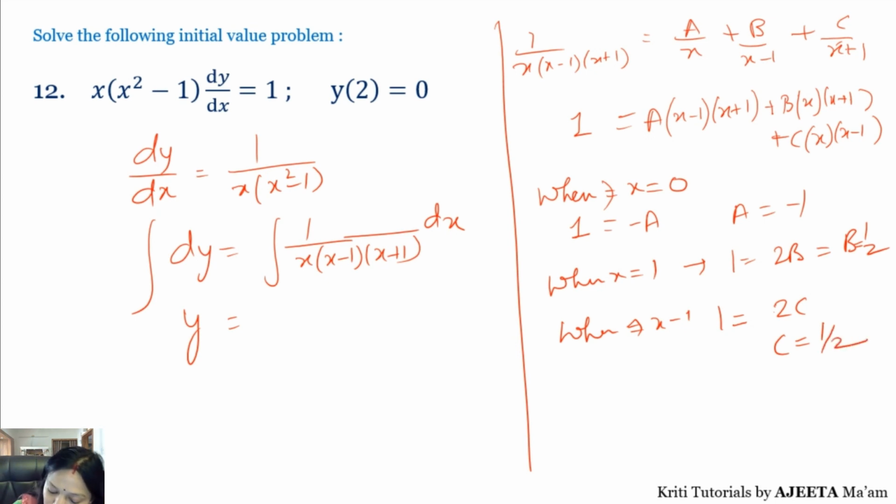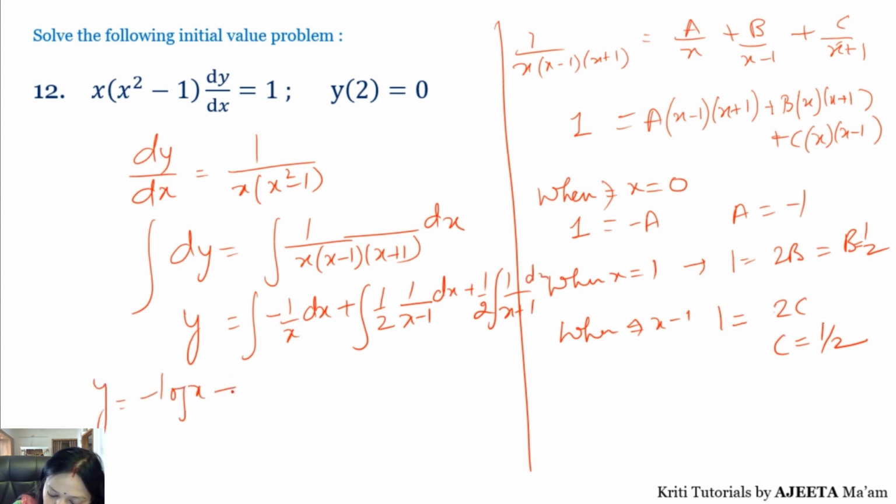Now let's find the final answer. Integral of minus 1 upon x, integral of 1 by 2 times 1 upon x minus 1, and the last is also 1 by 2 times the integral of 1 upon x plus 1. So what's the final answer? Y is minus log x plus half log x minus 1, plus half log x plus 1. This is your general solution again.